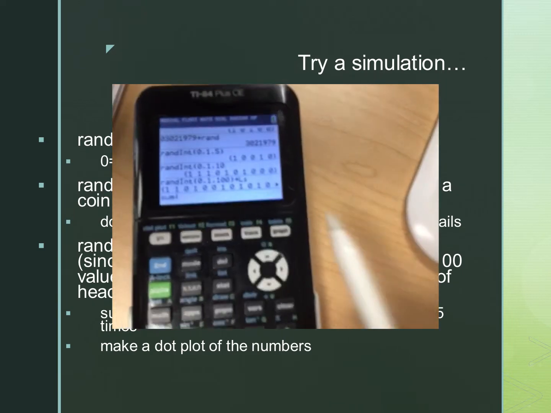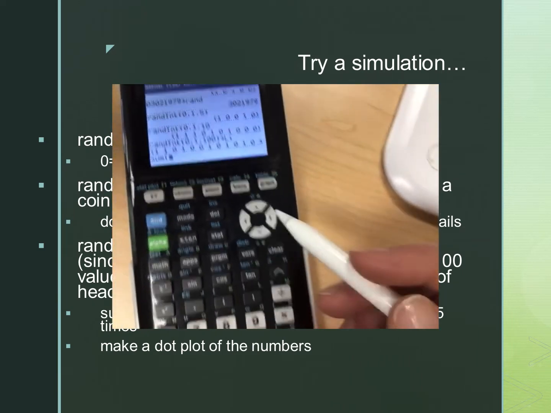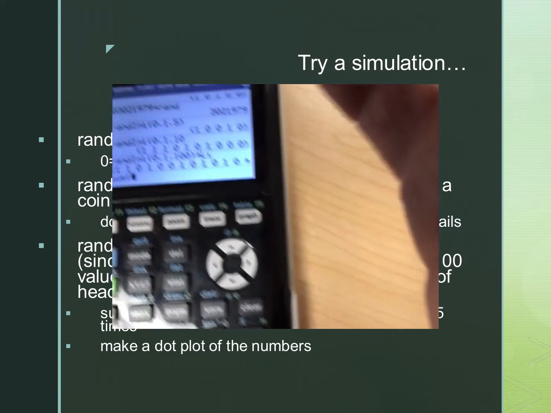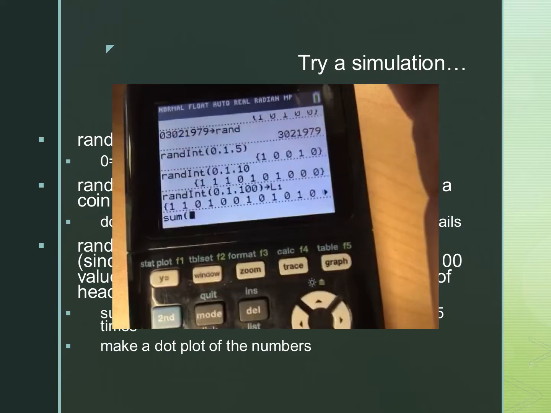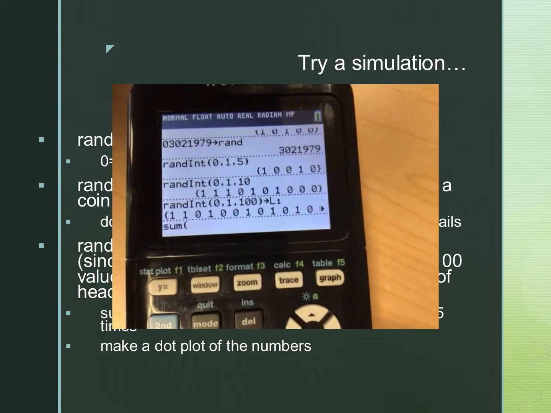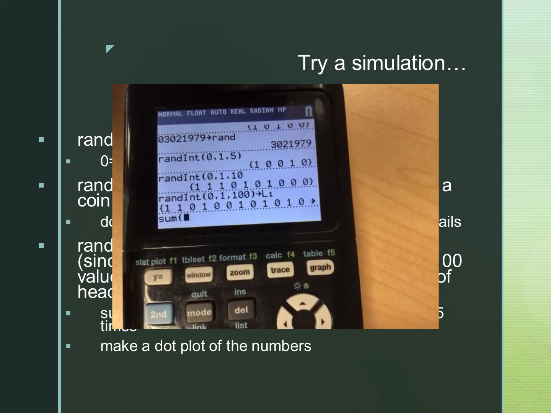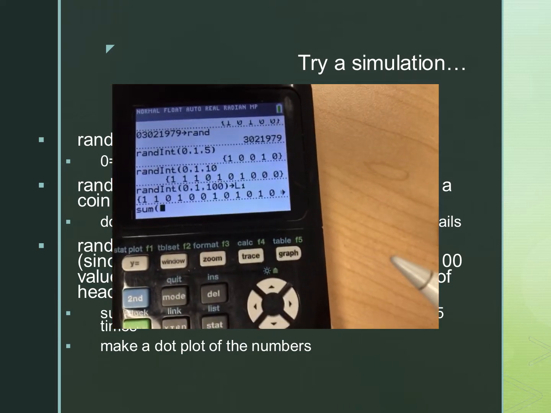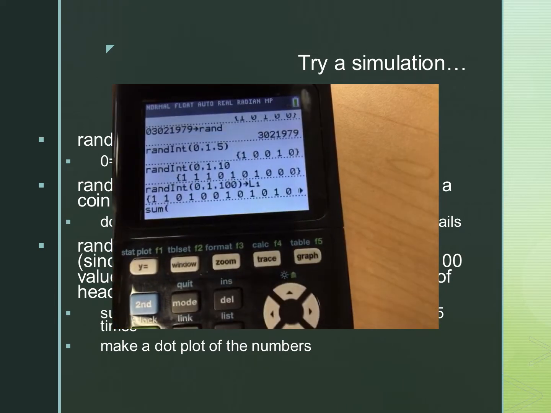Is there something else in front of it or around it? Just hit second quit again. Maybe clear and try again. We're going to tell it what to add up in a second. They're still getting an error. Okay, hold on.